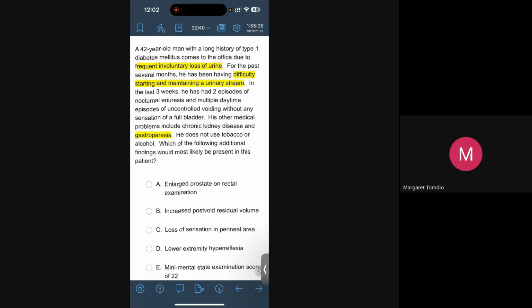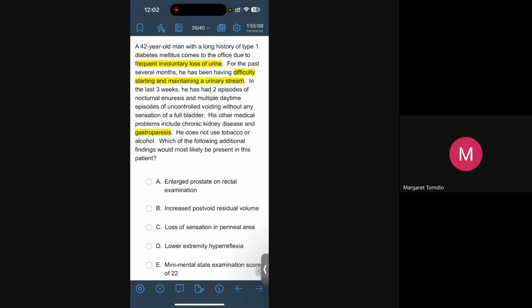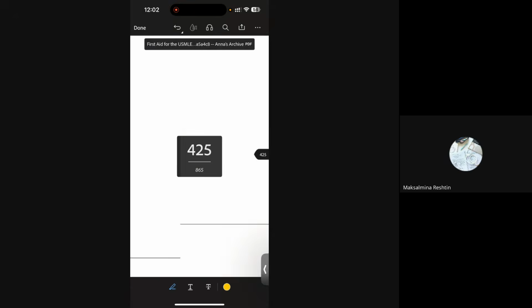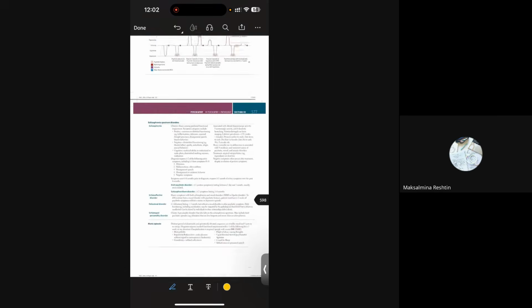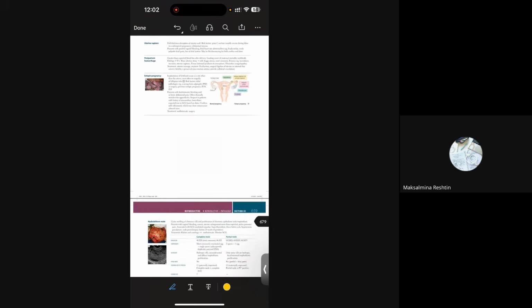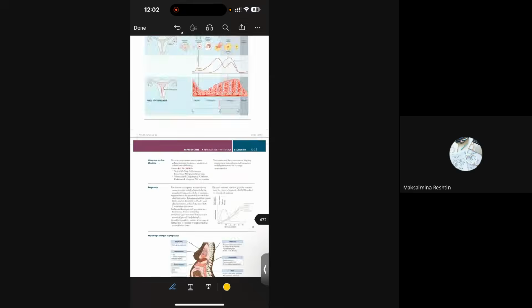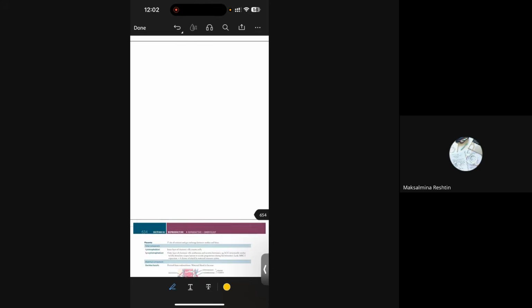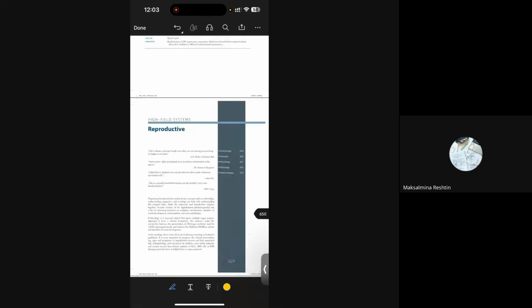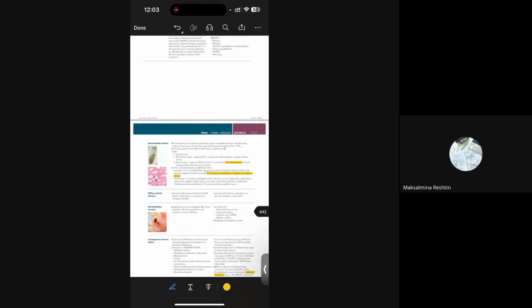Large prostate on rectal examination, maybe. What type of urinary incontinence is it? Overflow incontinence. Why is it overflow incontinence? Why is it not stress incontinence or another type of incontinence? Because of diabetes, he has less sensation of feeling micturition, and that's why there is detrusor underactivity. Yes.